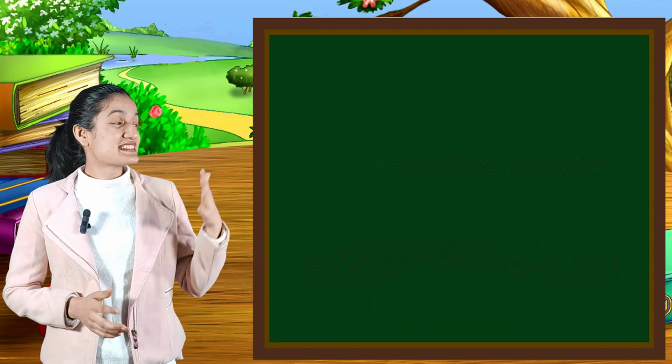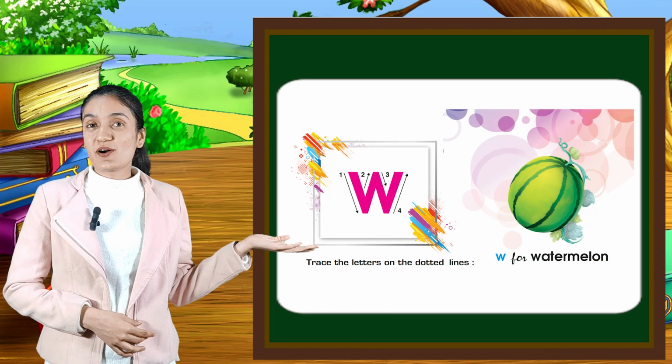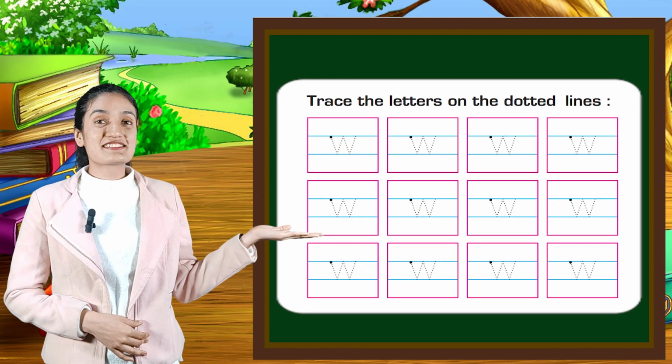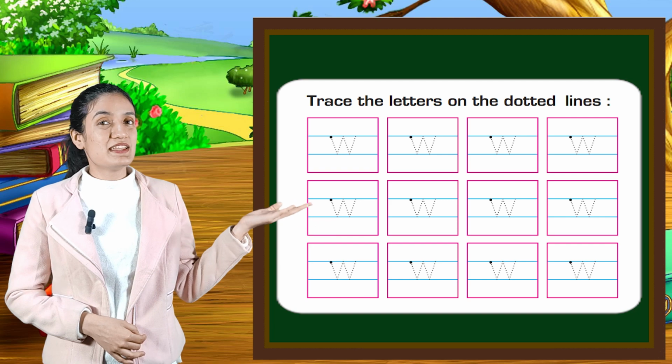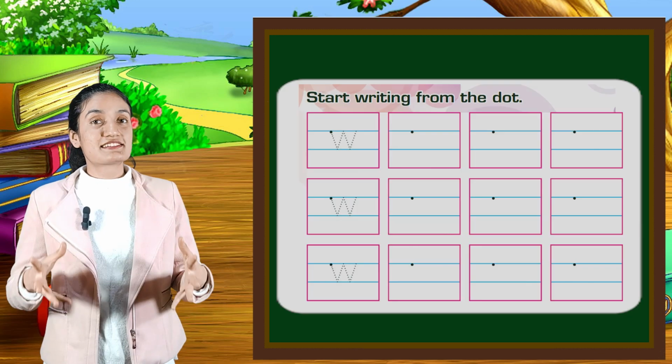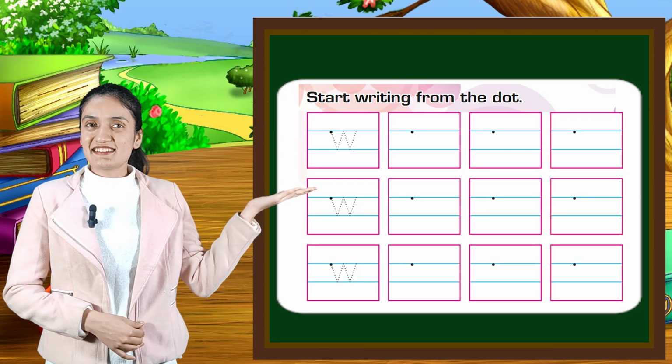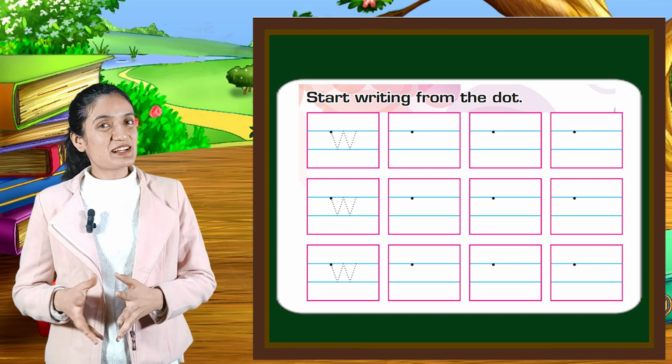Next letter is W. W for watermelon. Trace the letters on the dotted lines. Here are the dots. Join them making it W. Start writing from the dot. Here is the dot. Start writing W.